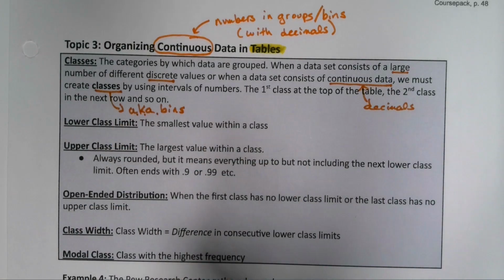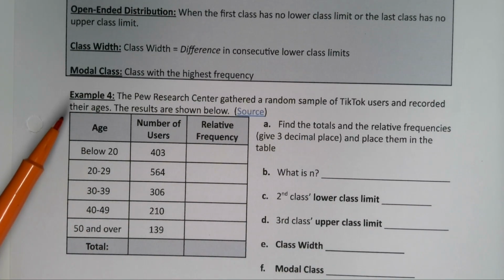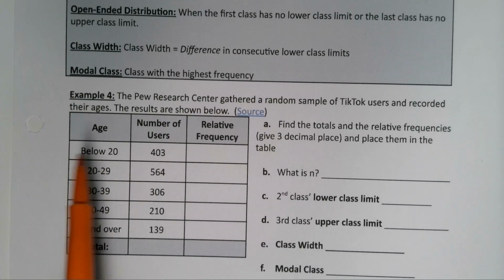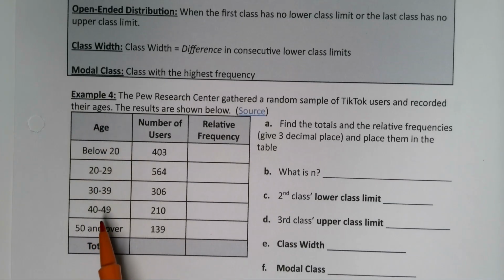Okay, so let's just look down here for a second. So we have an example. The Pew Research Center gathered a random sample of TikTok users and recorded their ages. Yes, this is real data. So you can see the ages are grouped, right? They're put into groups, ages 20 to 29. Technically, it's 29.9, right? All the people that are in their 20s are in this group. All the people in the 30s are in this group. So it's continuous data because it actually does have decimals, but it also is grouping all of those ages together.